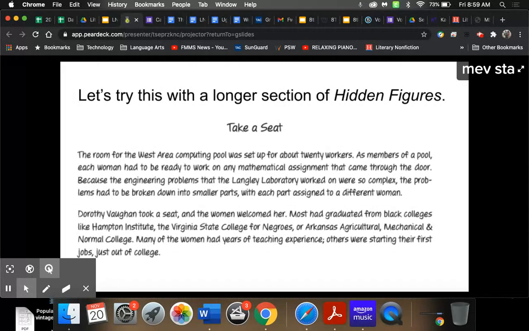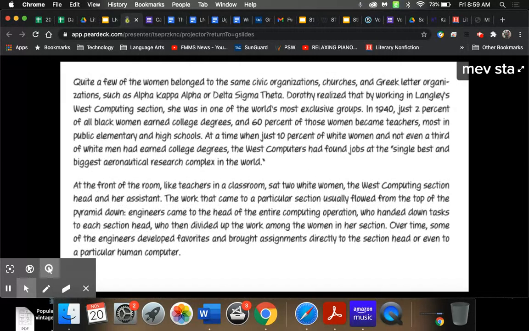Dorothy Vaughan took a seat, and the women welcomed her. Most had graduated from black colleges like Hampton Institute, the Virginia State College for Negroes, or Arkansas Agricultural, Mechanical, and Normal College. Many of the women had years of teaching experience. Others were starting their first jobs just out of college. Quite a few of the women belonged to the same civic organizations, churches, and Greek letter organizations, such as Alpha Kappa Alpha or Delta Sigma Theta. That seems like facts.